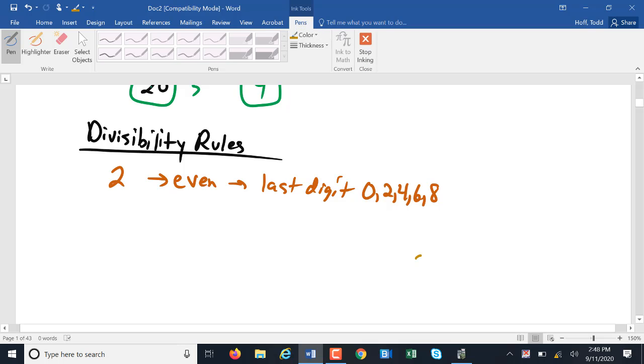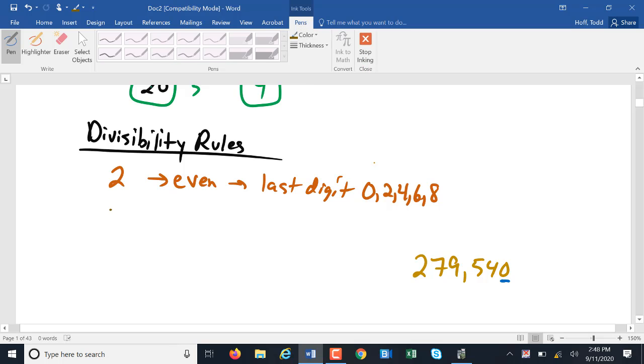So I can take a number like 279,540. That last digit is a 0, so that's even. That's divisible by 2.